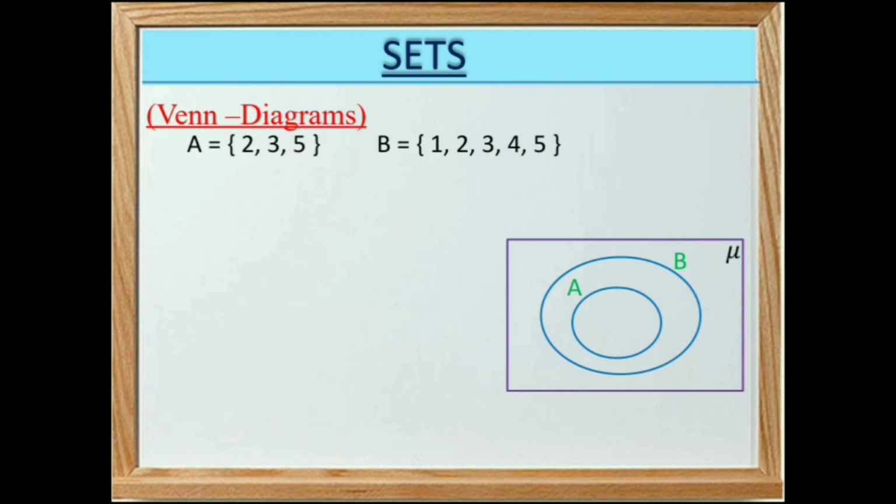So next, what do we do? The elements 2, 3, 5 should be represented in circle A. Here these elements are present in A as well as in B. That's why 2, 3, 5 are also present in circle B, like that. The remaining elements of B are 1 and 4, represented like this. In this way, we can represent the Venn diagrams when A is a subset of B.